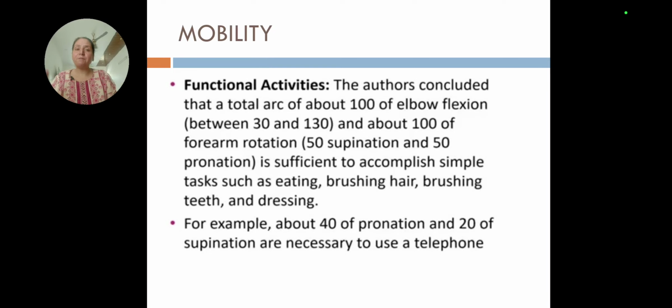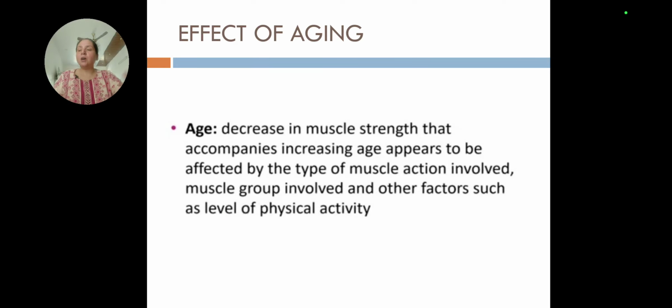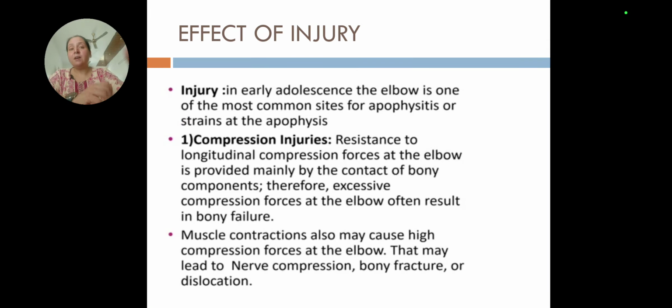But if the person is operating a telephone, now we hardly do it, but when we are holding mobile phones or anything, we require 40 degrees of pronation and 20 degrees of supination. So you need to keep in mind what kind of activity the person is doing before you think about the functional range. Fine. There is also the effect of age, which affects the range of motion, and the effect of injury, and this is very important.